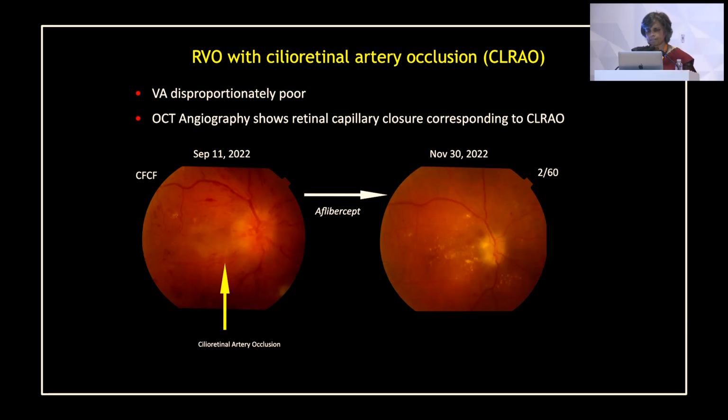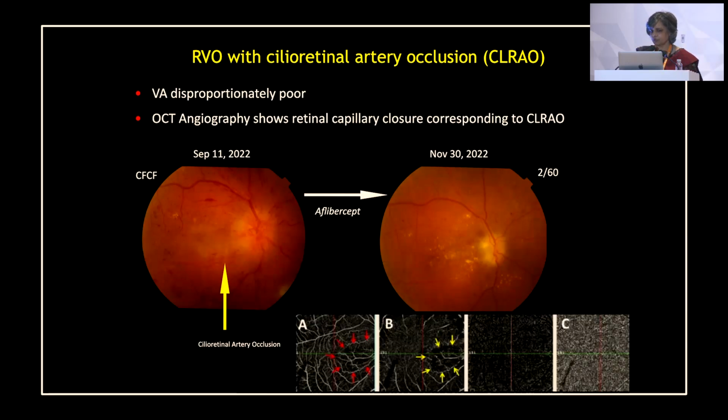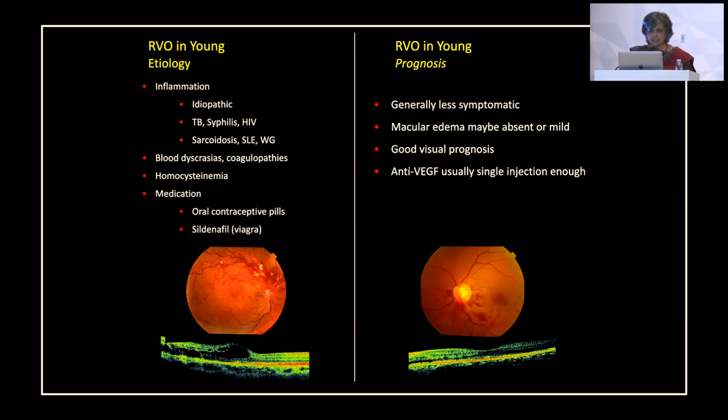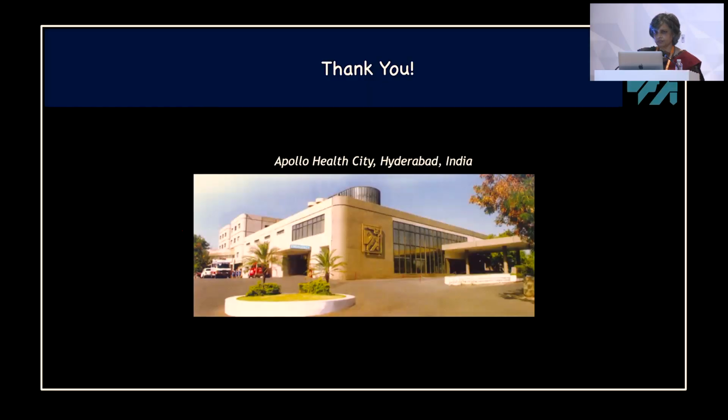CRVO, when it presents with a disproportionately poor vision, often there may be a cilioretinal artery occlusion seen as retinal whitening, which can be picked up on the OCT angio. And this is the last slide: retinal vein occlusions in young patients, generally very good prognosis, may not need any treatment, but if required also generally one anti-VEGF injection is enough. The causes are inflammation, idiopathic, blood dyscrasias, or more often medication. Thank you.